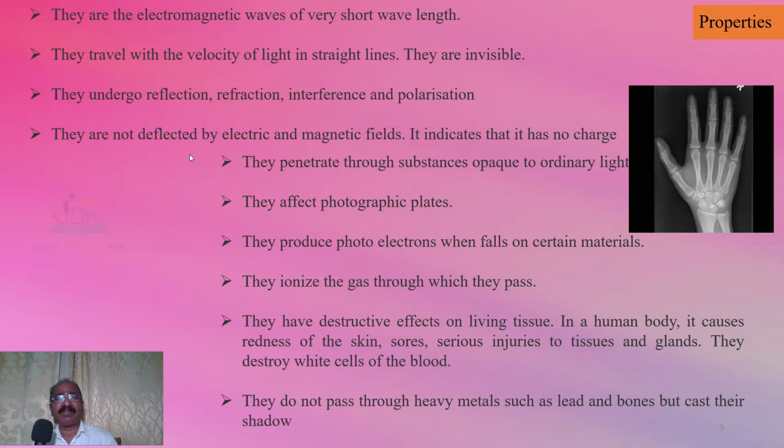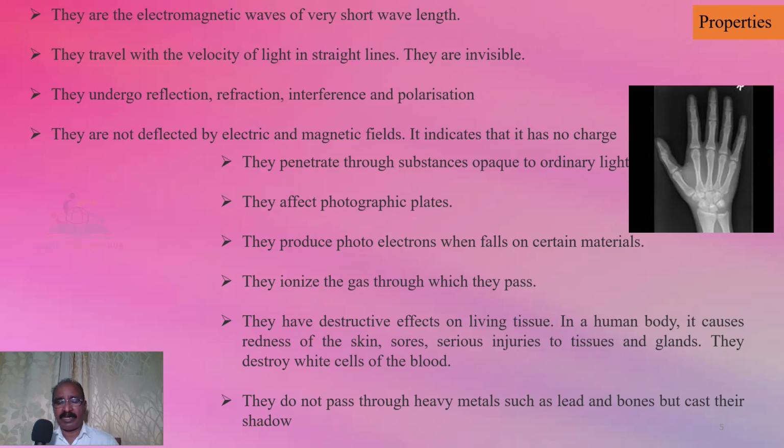Now, let us see some of the properties of the X-rays. They are electromagnetic waves of very short wavelength. They travel with very high velocity in straight lines. They are invisible. They undergo reflection, refraction, interference, and polarization, since it is an electromagnetic radiation. They are not deflected by electric and magnetic fields. It implies that it has no charge. They penetrate through substances opaque to ordinary light.